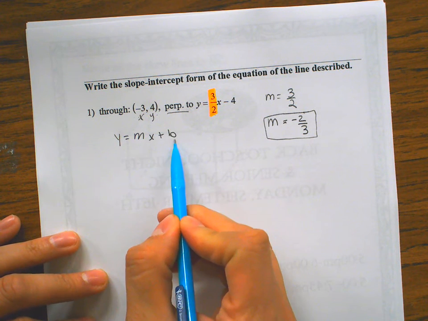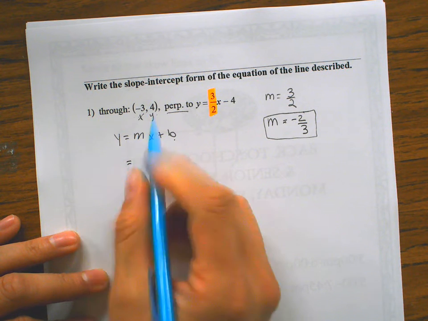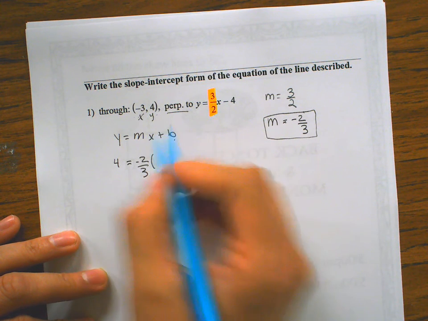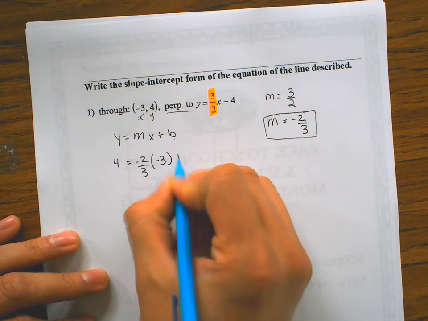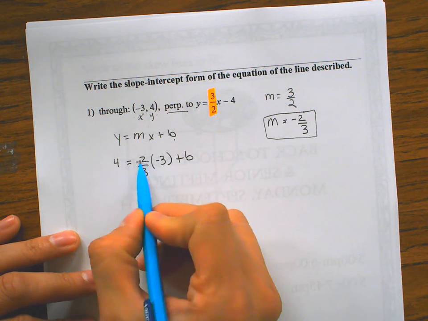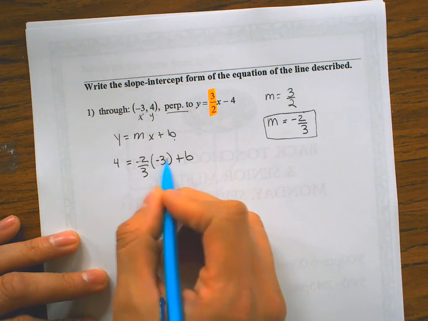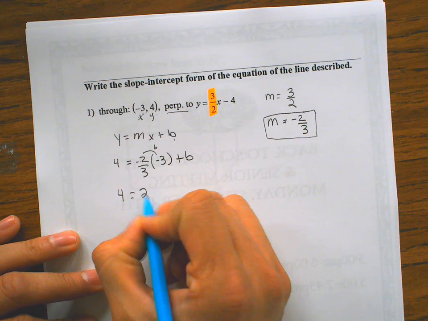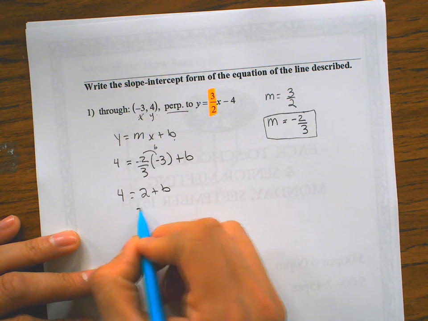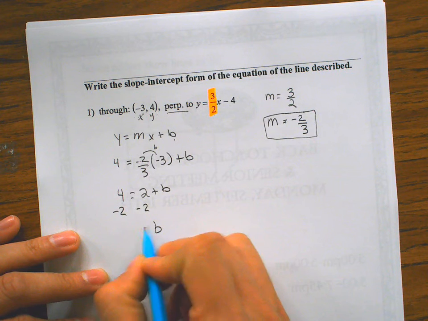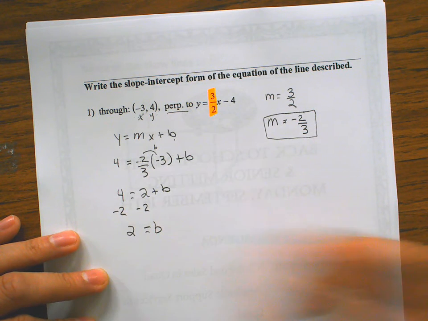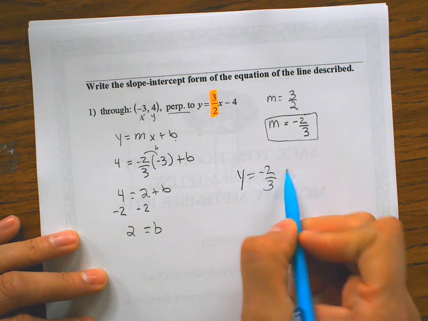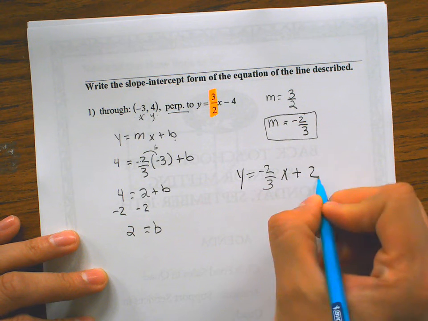Our goal is now to solve for b. Since we already know the y value to be 4 and the slope to be negative 2 over 3 times the value of x, which is negative 3, plus b. Negative 2 times negative 3, that's going to be positive 6. And positive 6 divided by 3, that's going to give me 2. So that's going to be 2 plus b. We subtract 2 from both sides, and we get b equals positive 2. Hence, now the equation is going to be y equals negative 2/3 x plus 2.